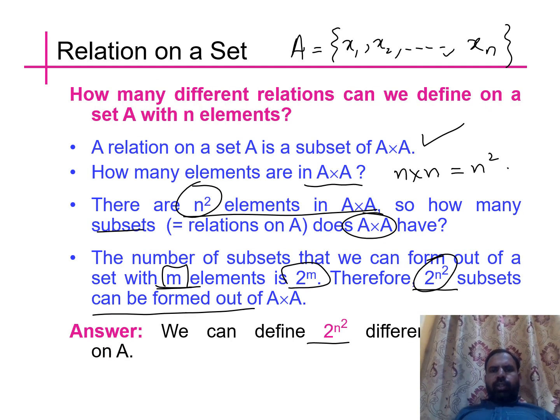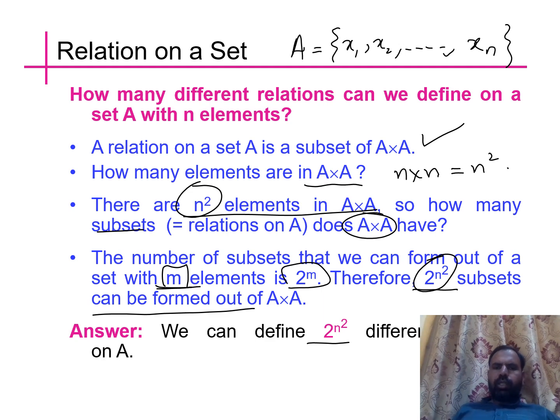How many different relations can we define on a set A with n elements? A relation on a set A is a subset of A cross A. How many elements are in A cross A? There are n squared elements in A cross A. So how many subsets, that is relations, does A cross A have? The answer is 2 raised to the power n squared.